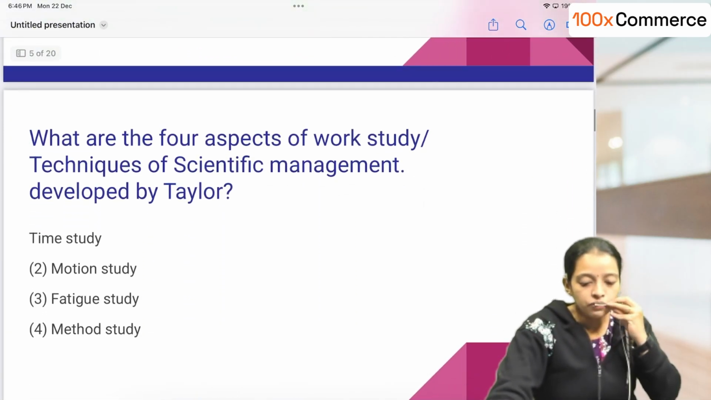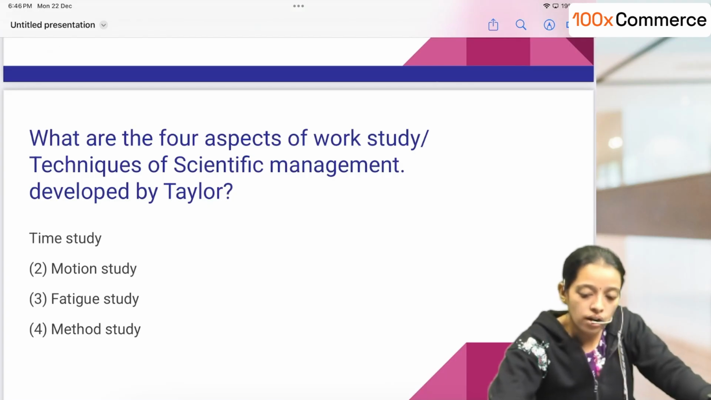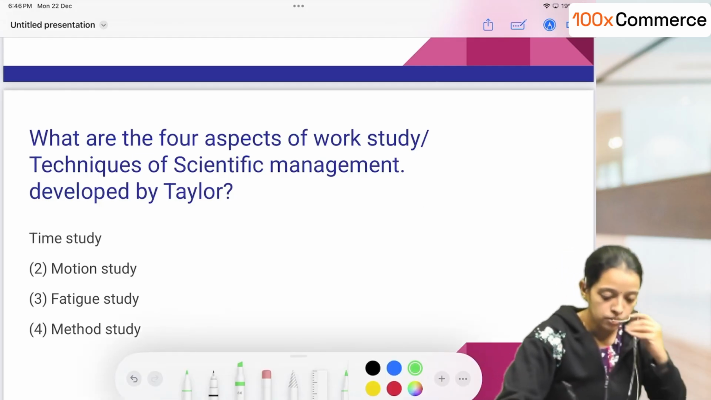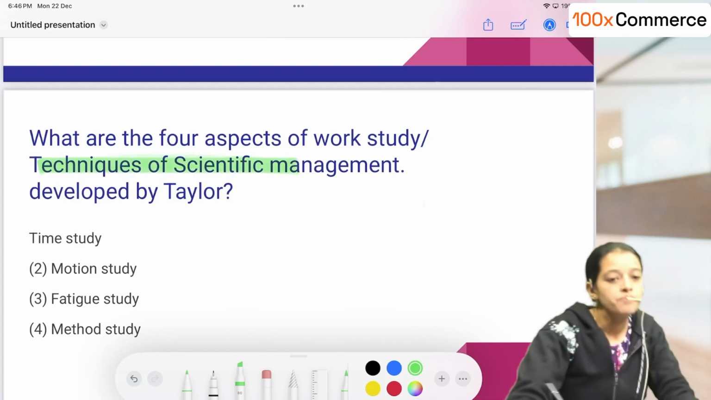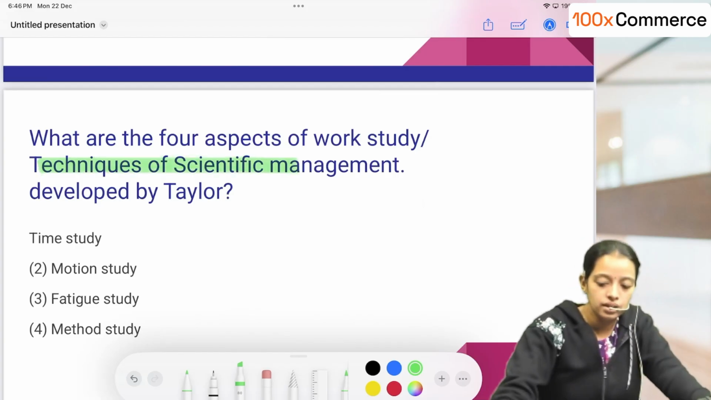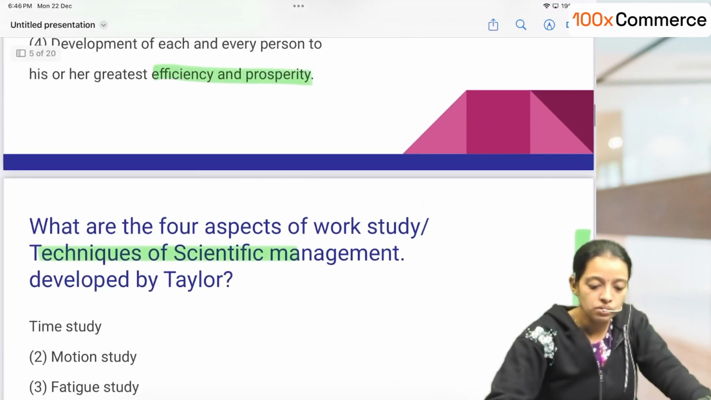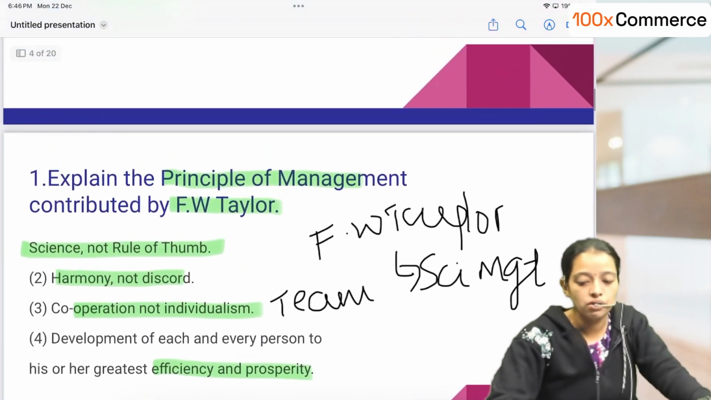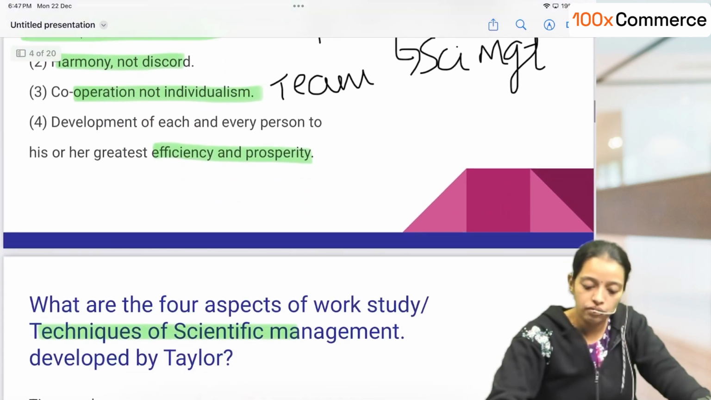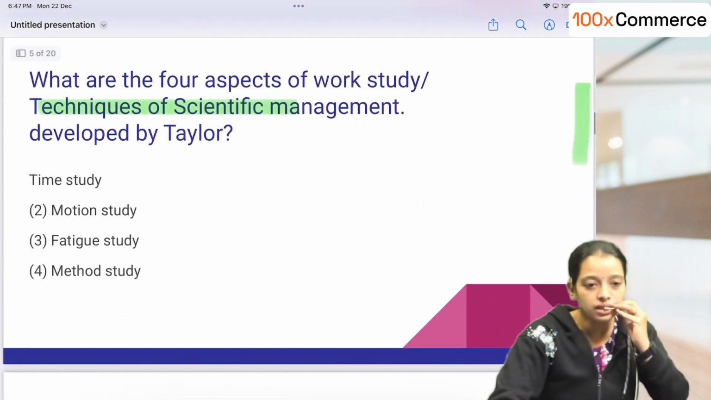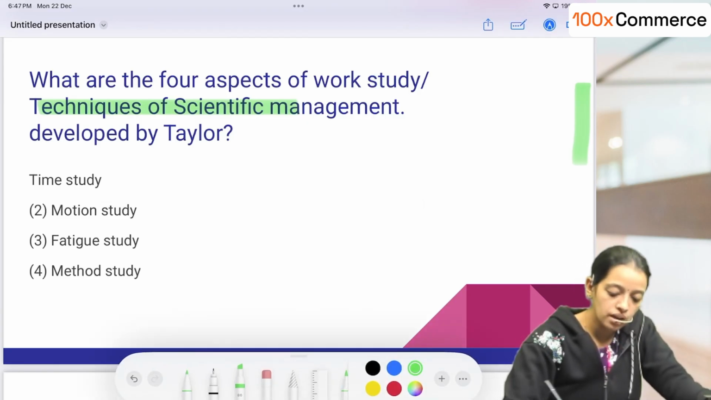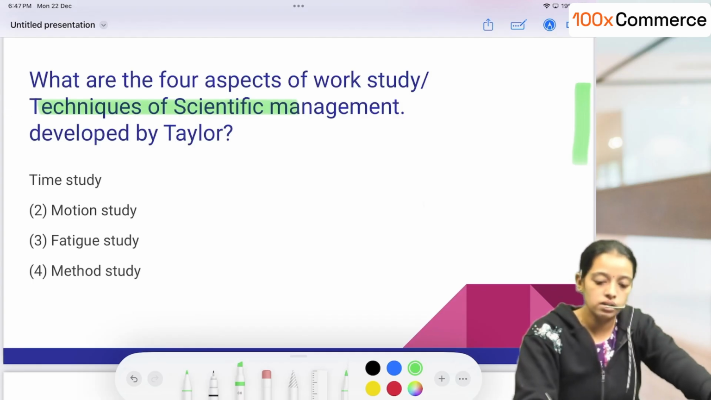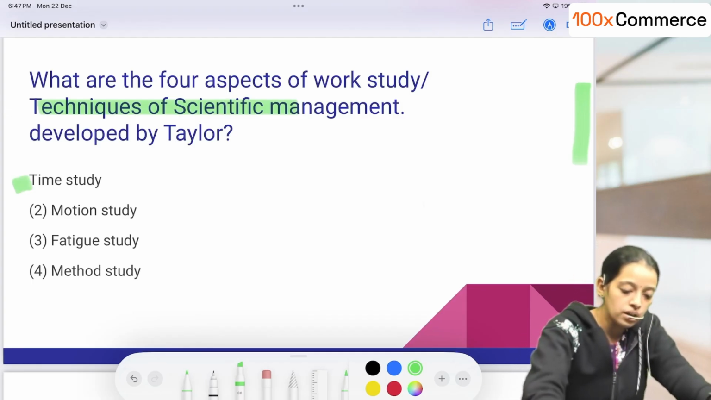Next, what are the 4 aspects of work study or techniques of scientific management? Okay, so now techniques in scientific management is different from the previous concept that we learnt. The previous one was your principles of scientific management given by F.W. Taylor. These are both different things. So now, which are the 4 techniques given by F.W. Taylor in scientific management? One is time study.